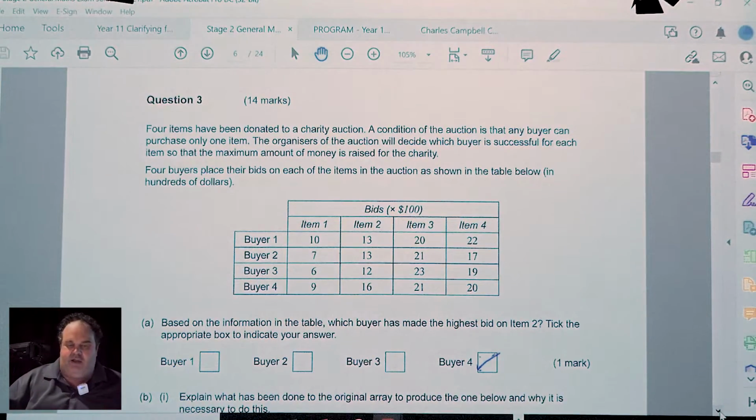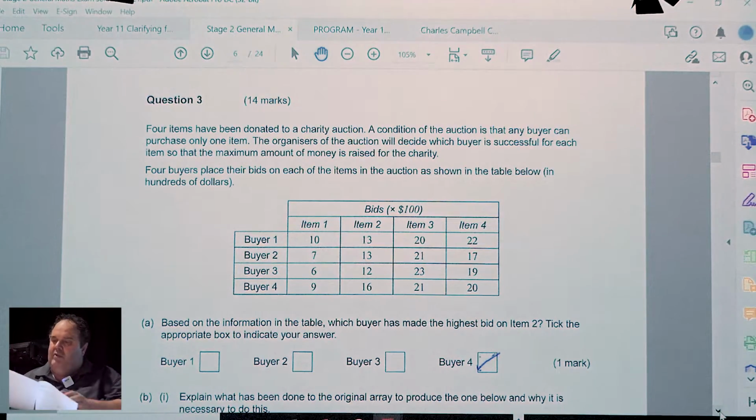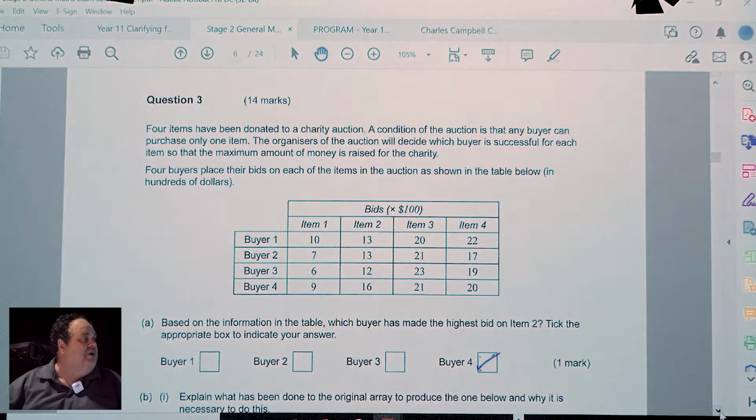Question 3, clearly a Hungarian algorithm question. Overall, this question was done quite well. It's sort of indicating our students have got a good understanding of Hungarian algorithms.